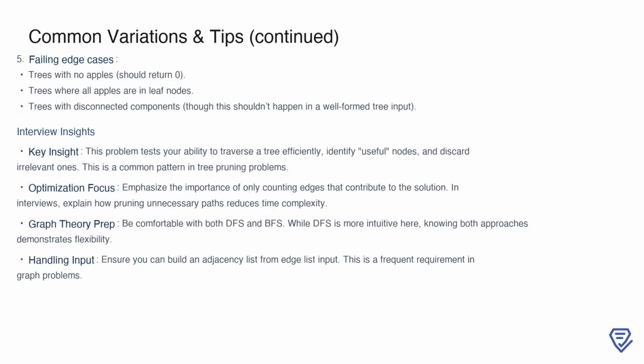When solving this problem, it's important to handle edge cases carefully. For instance, consider a tree with no apples at all. In such cases, the result should simply be 0. Similarly, think about trees where all the apples are located in leaf nodes. You'll need to ensure your solution correctly traverses to these nodes and backtracks as needed. Another edge case involves disconnected components, though in well-formed tree inputs, this shouldn't typically occur.